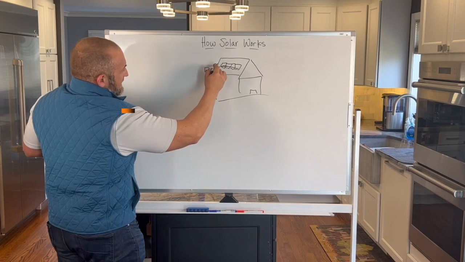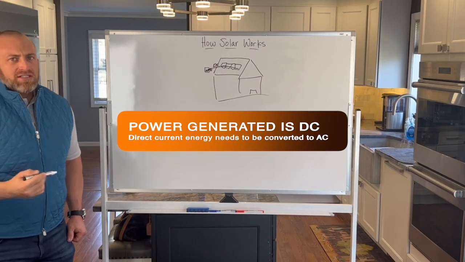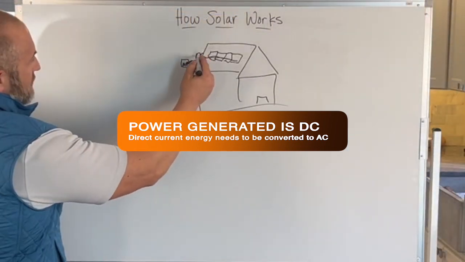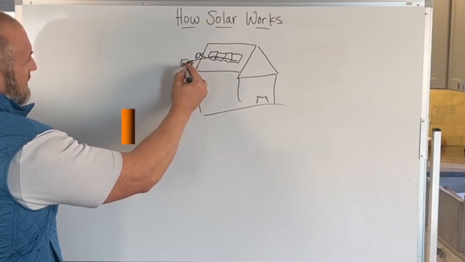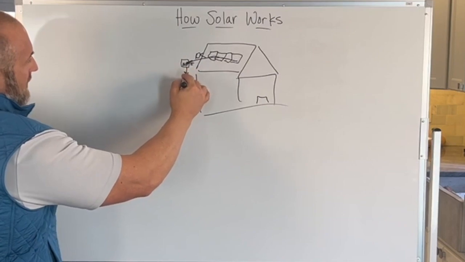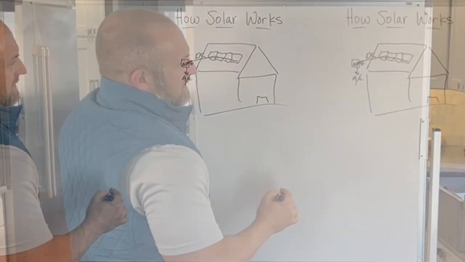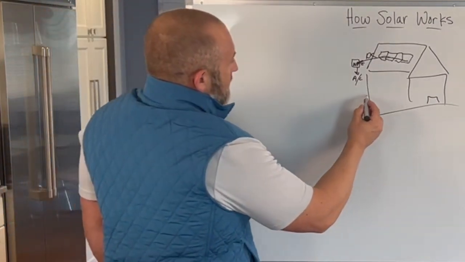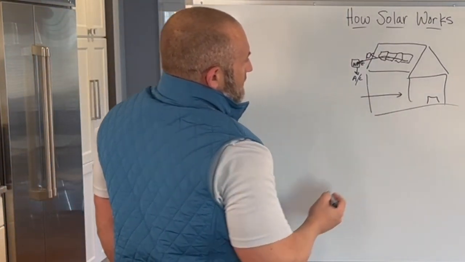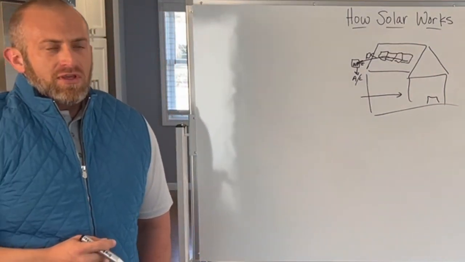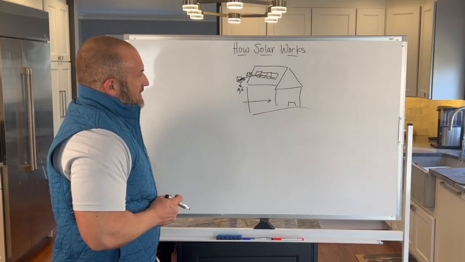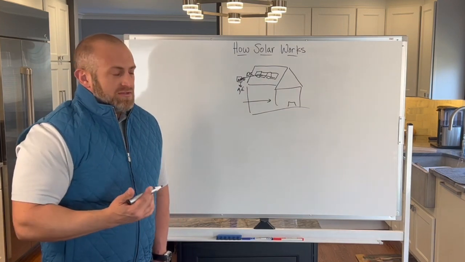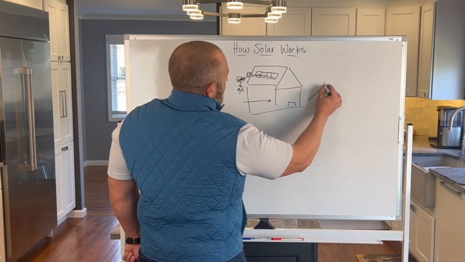This power is DC. Direct current energy needs to be converted to alternating current for your home to use. That conversion from DC to AC happens in the inverter, and it comes out ready for the home to use as AC energy. The first job of the solar system is to produce power for the home. So the power would go through the house for it to be used. Now, obviously, there may be really sunny times and you're going to have surplus. That surplus will go back to the utility.